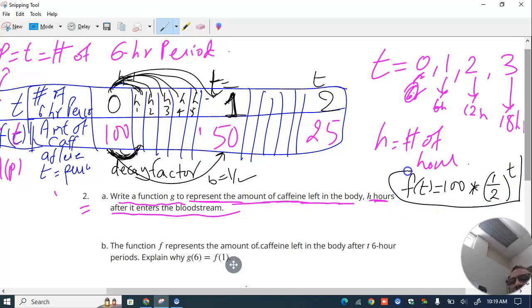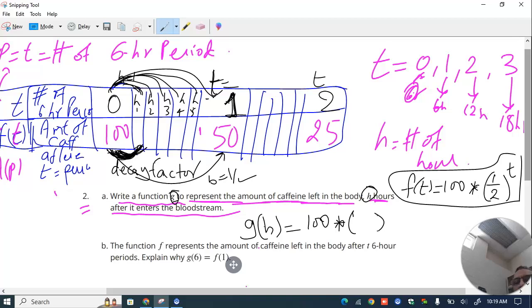This is one answer, the first function, but we need to create a function g of h. What does this mean? It is the amount of caffeine h hours after it was taken. The beginning is 100, and this is raised to the power h, the number of hours. So what is the decay factor here?